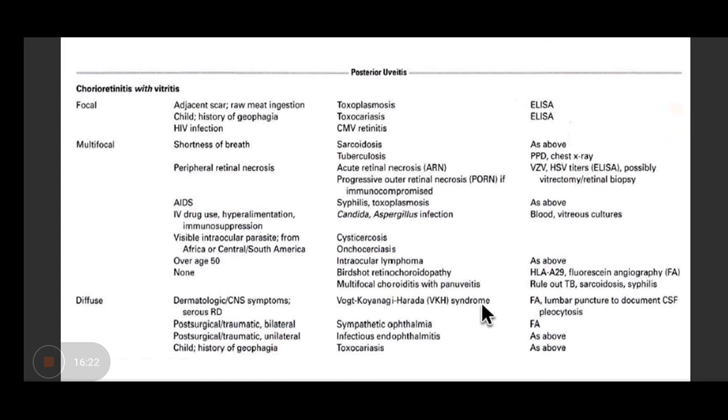Then you have the posterior uveitis. Posterior uveitis can be chorioretinitis with vitritis and without vitritis. So there's an endless list for that. It may be focal, multifocal, or diffuse. If it's focal, it can be toxoplasma, toxocara, or CMV retinitis.